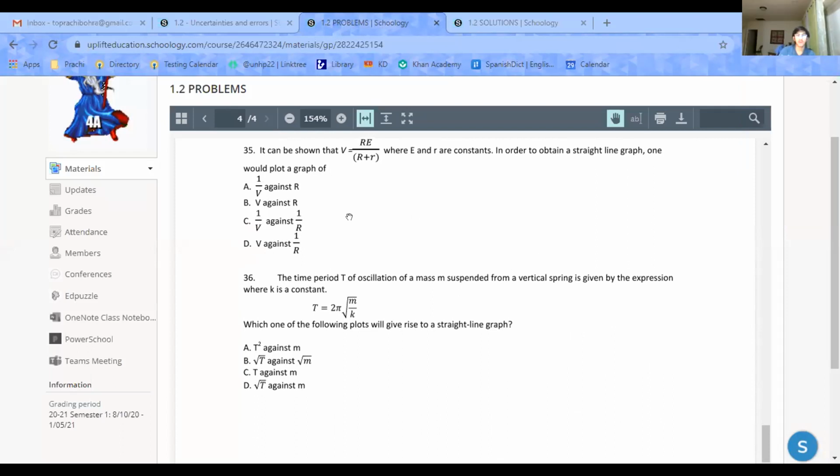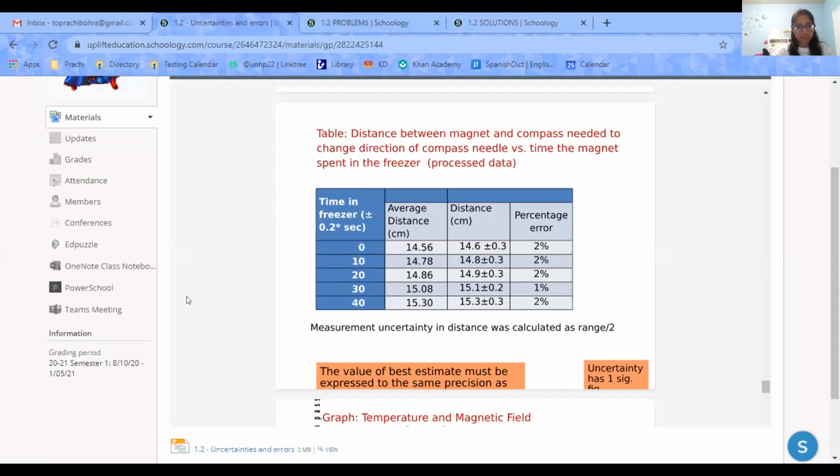Number 36 was fine, because if we have t equals 2 pi root m over k, right? Our goal is to get it in the form y equals mx, and x can be L squared, it can be root L, whatever, but it just needs to be in the form y equals mx plus b. So that means we need to find a way to separate a constant and then separate the variables. I think we actually did this one in class, right? Yeah, we did.